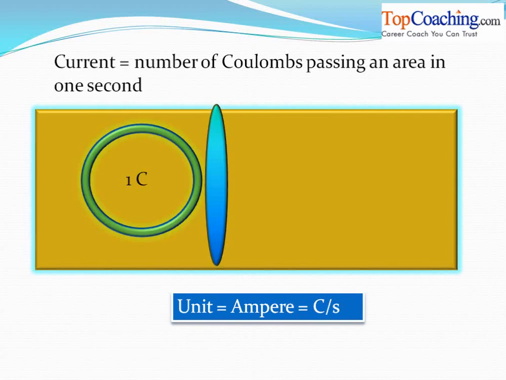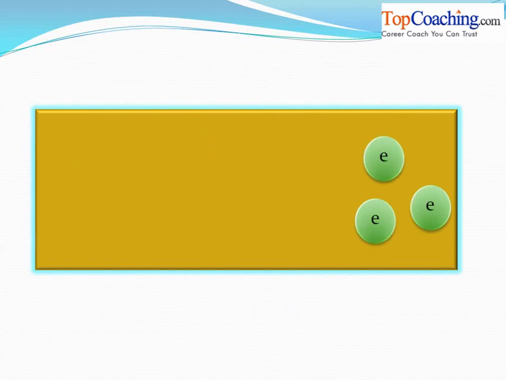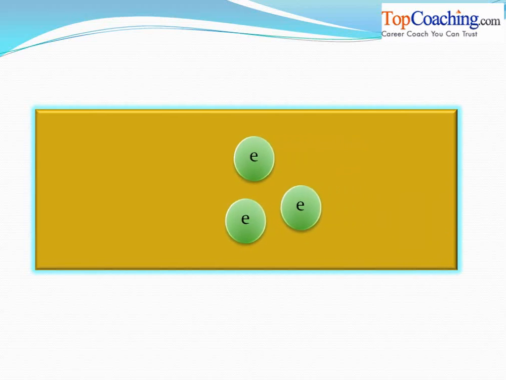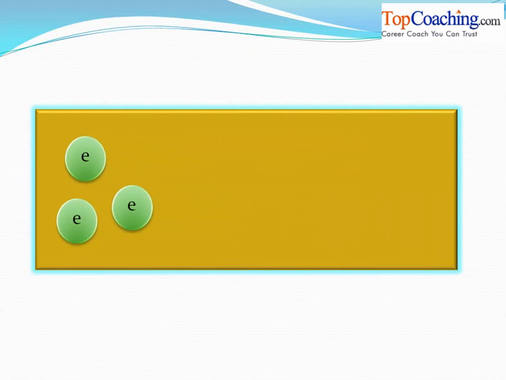Because if there are n coulombs of charge passing through an area in 1 second, then the electric current is n amperes. Now, the electric current can be expressed in terms of the speed at which the electrons move in a specific direction. For example, these electrons here are drifting along in a specific direction because of the electric potential or electric field applied.